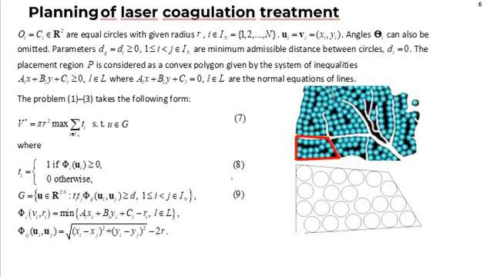According to the problem formulation, the circles have a given radius and the angles can be omitted. Parameters define the minimum admissible distances between circles. The placement region is considered as a convex polygon defined by a system of inequalities, where the normal equations of lines describe the boundaries. The sequential addition scheme is realized. The selected subregion is a quadrilateral. The parameter is the distance between circles. The placement of 21 circles in the convex polygon, being a subset of the placement region, was obtained.